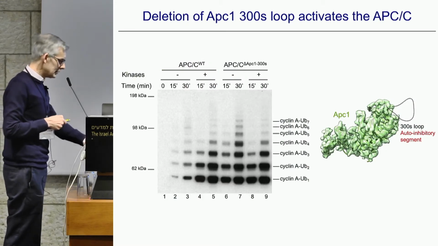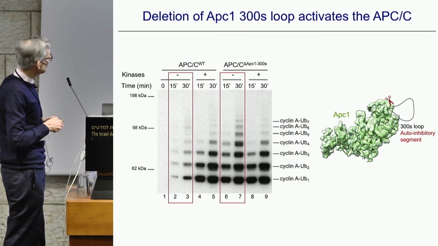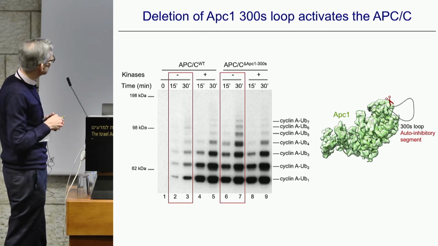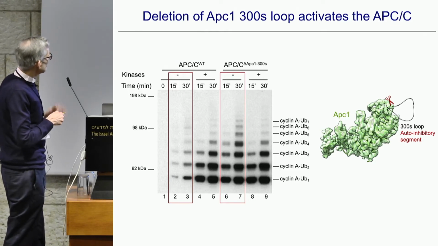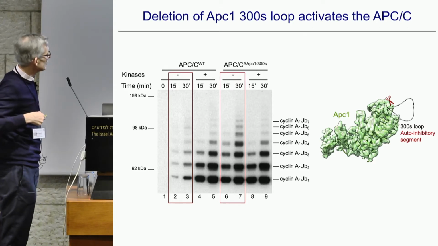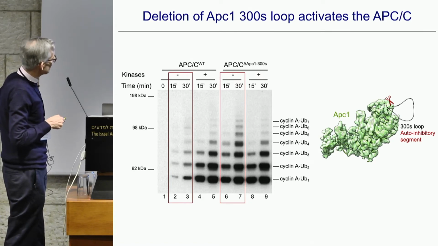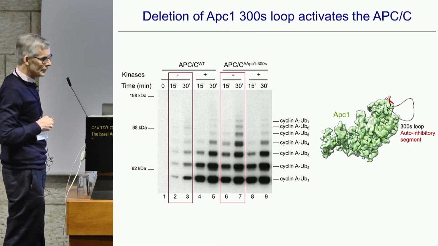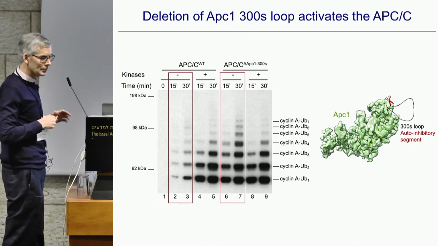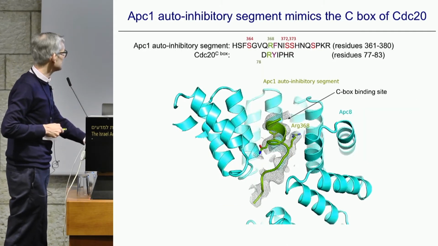And then if we delete this loop, we actually constitutively activate the APC without requiring it to be phosphorylated. So this now is comparing the activity of the APC without phosphorylation. When we phosphorylate APC, we can stimulate the ability of APC to ubiquitinate substrate, in this case cyclin A. If we just delete this loop, we can activate the APC even without phosphorylation, and we don't really increase the activity of the APC by phosphorylation. So that shows that phosphorylation simply removes this loop from the C-box binding pocket.